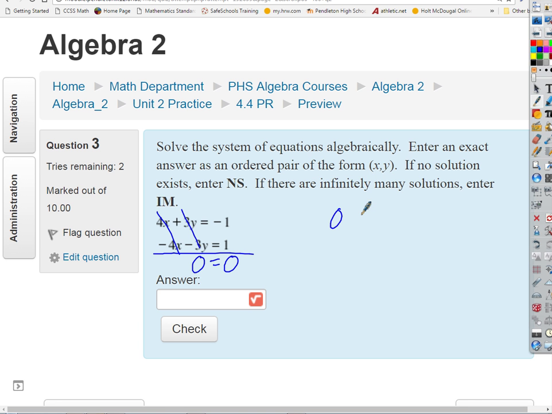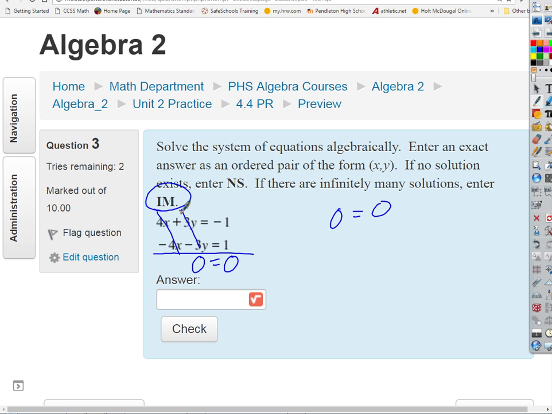Well, how do we interpret that? 0 equals 0. Well, when is that true? That is always true. And so if I get an equation that is a statement that is always true, that means that there are an infinite number of solutions. Okay?